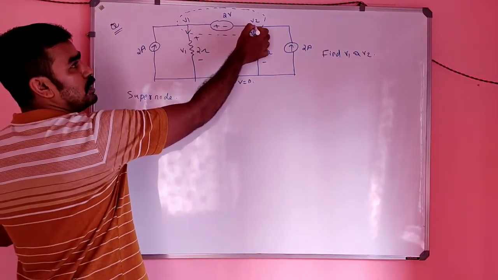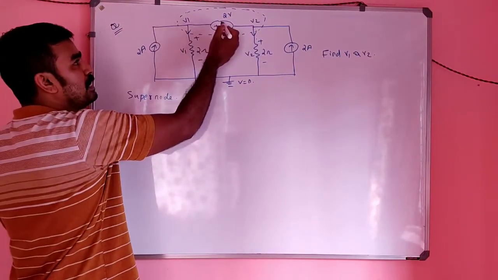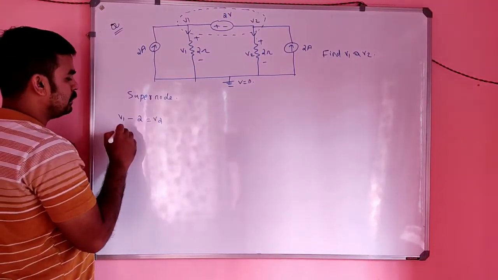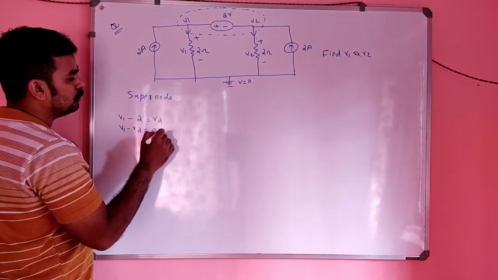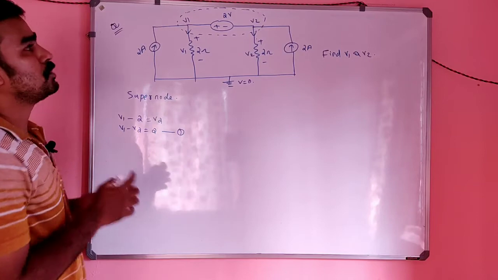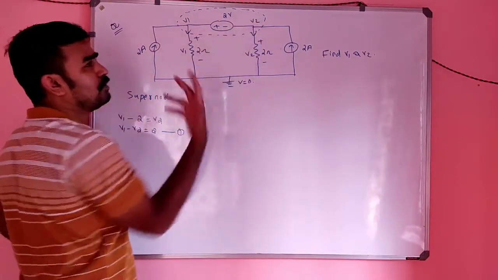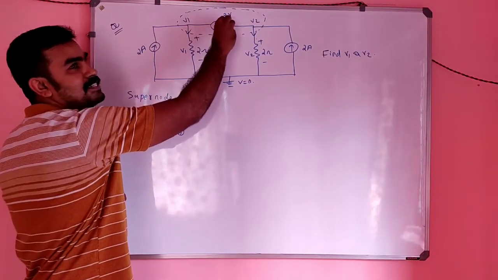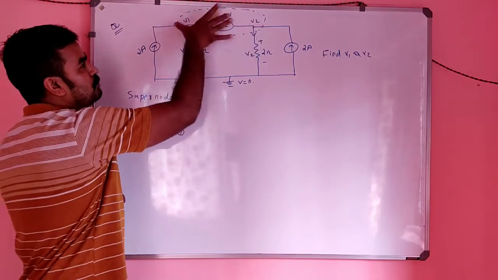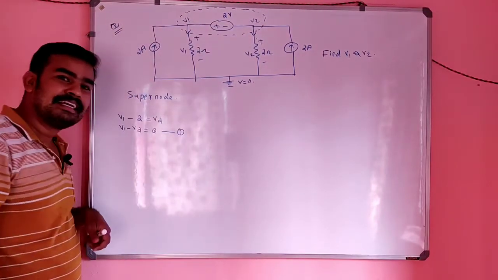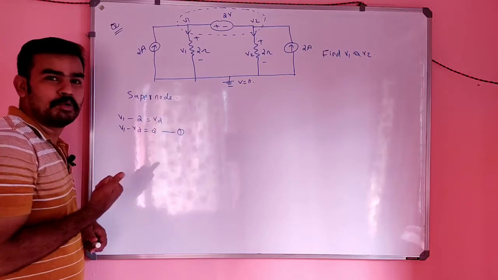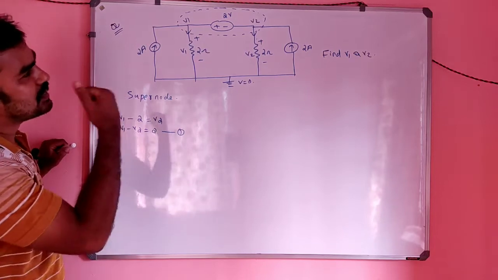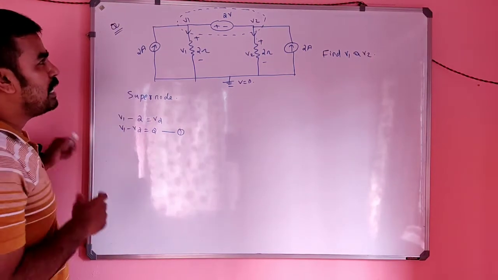V1 minus 2 equal to V2. This voltage minus this voltage will give rise to that voltage. So it becomes V1 minus V2 equal to 2. Let this be equation number 1. You can simply assume it like this also: the difference in voltage between here and here will exist in the middle portion. So V1 minus V2 equal to 2, that will be equation number 1. Then what is our next step? I told you that this is the supernode.